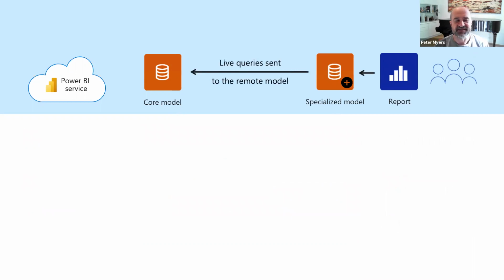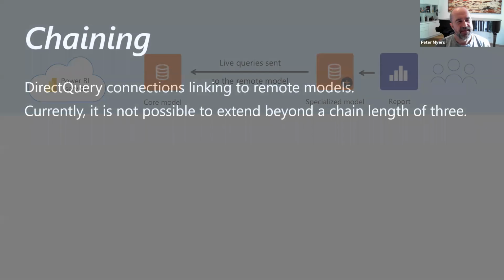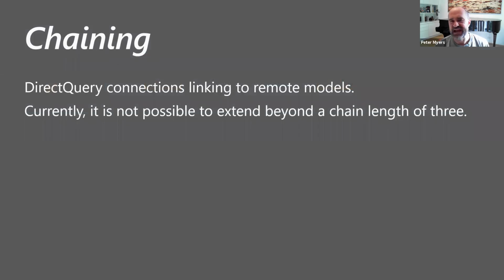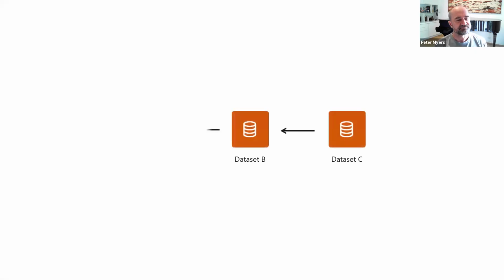All right, so this new data set is like a specialized version of the core data set. The specialized data model, therefore, is local and the core model is remote. Now, that introduces the last term, chaining, because what that means is that the specialized model is chained to the core model. And in fact, Microsoft will allow you to chain an additional data set, that you can have a chain length of 3, something like this.